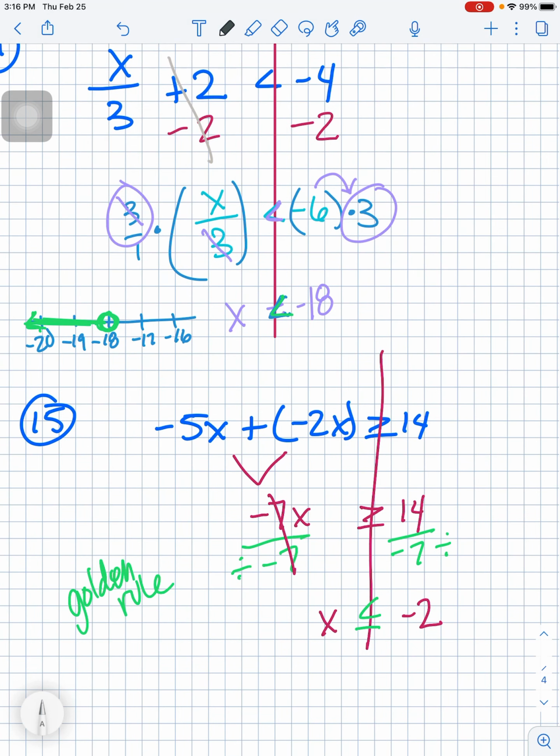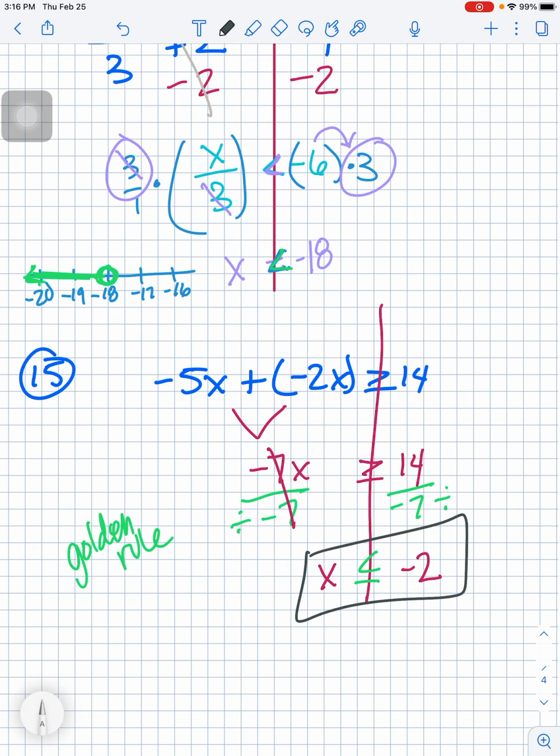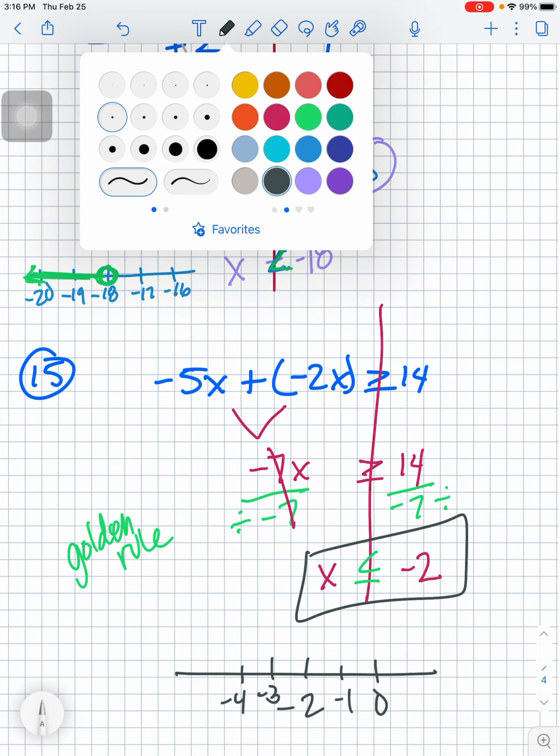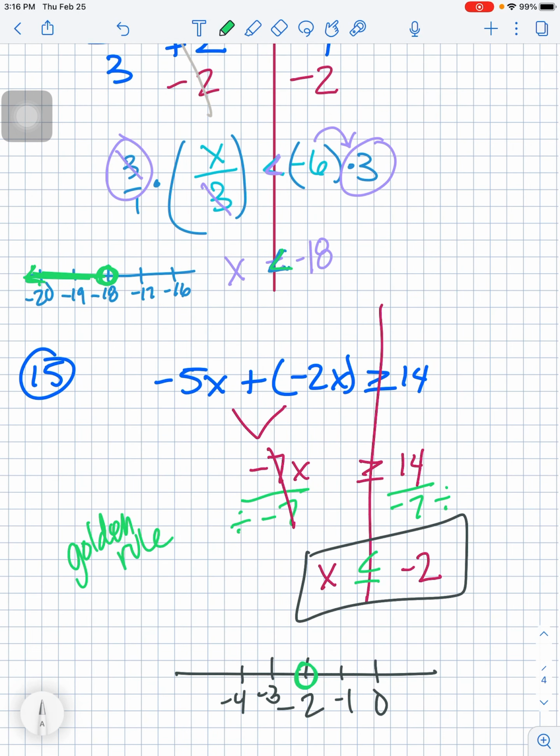So that means that when I'm graphing my answer, I'm going to circle negative 2. I'm going to color in the circle because it's got an equal to symbol on it. And then I'm going to highlight to the left, because in my answer, my inequality is saying where the numbers are less than negative 2. So I hope these examples help you with the formative today.